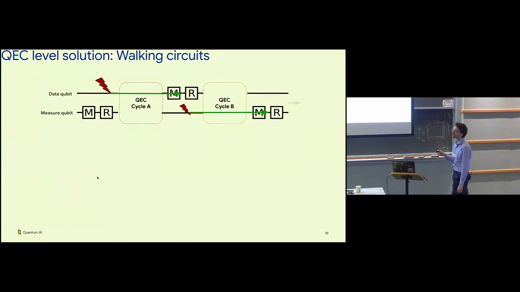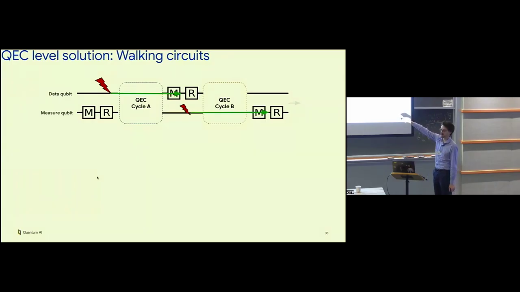So the question is: can we construct a QEC circuit that will actually take care of leakage without us having to use this extra gadget to remove leakage? And actually, yes, there is. Those are called walking circuits. Here is the idea: walking circuits always swap data qubit and measurement qubit every other cycle. So for the first cycle, the measure qubit is going to get reset, and as I said, this will get rid of the leakage.